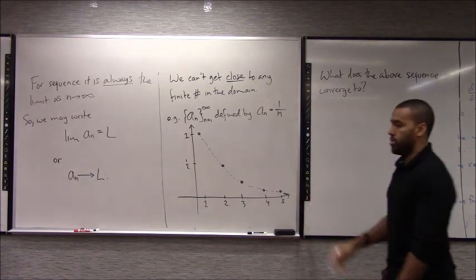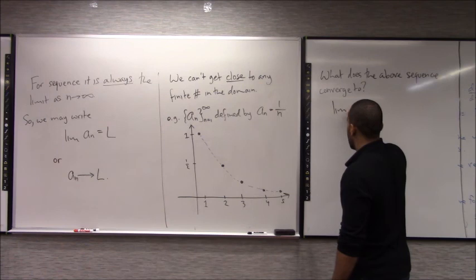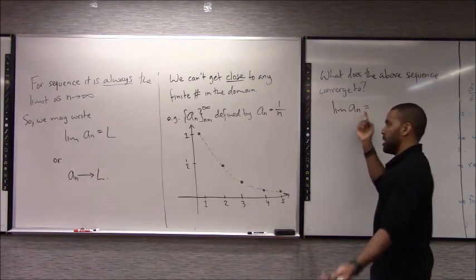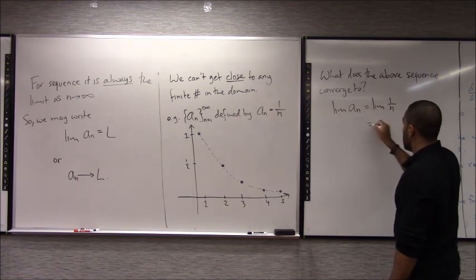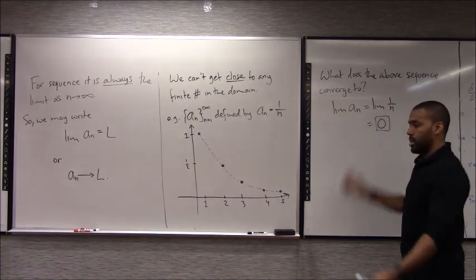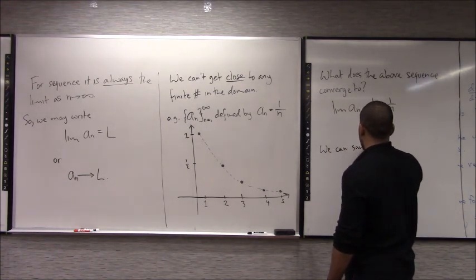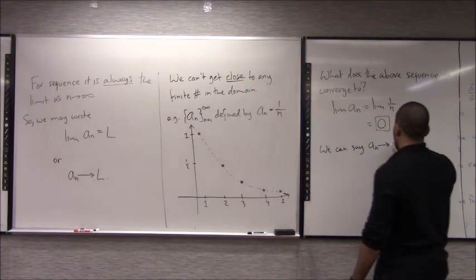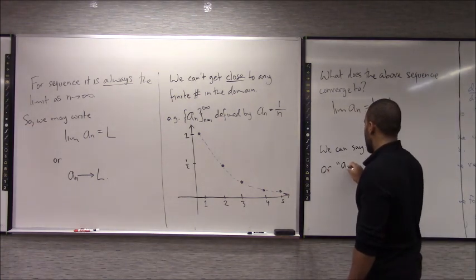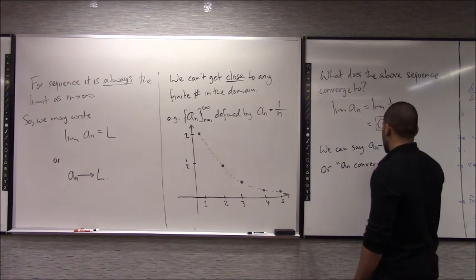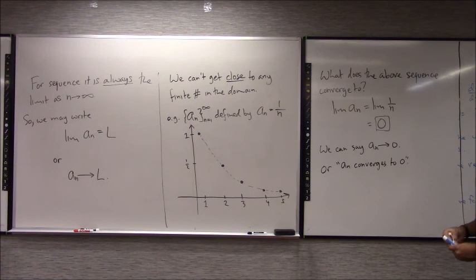So basically, if I want to know what this converges to, I would just take the limit of a_n, and it's always going to be as n approaches infinity. So that's the limit of 1 over n, and by now we should know that's 0. That's it. So we can say a_n approaches zero, or a_n converges to zero. That's basically it.